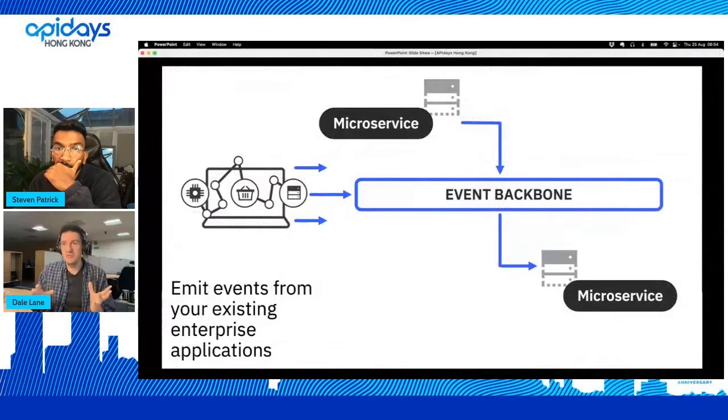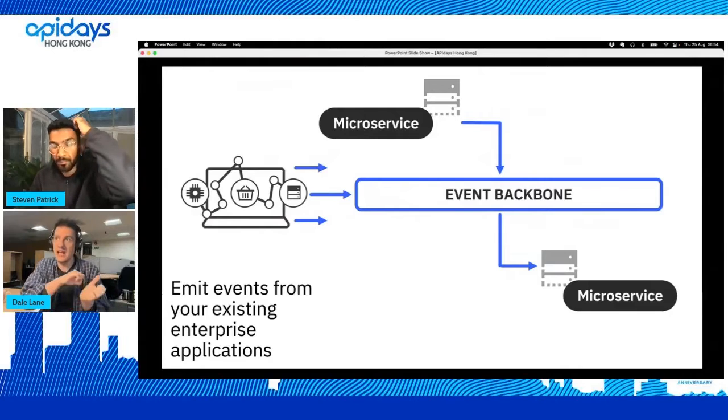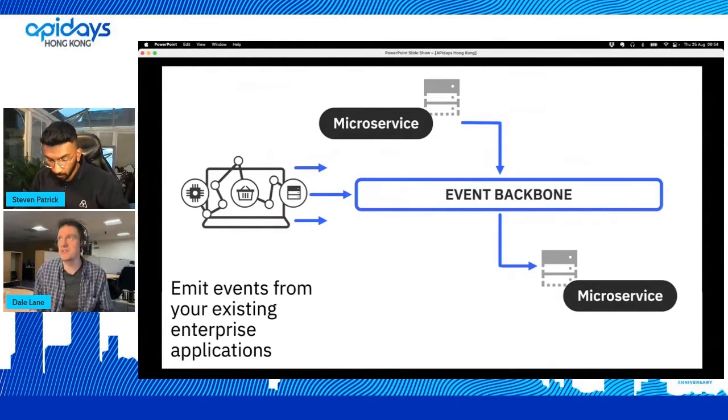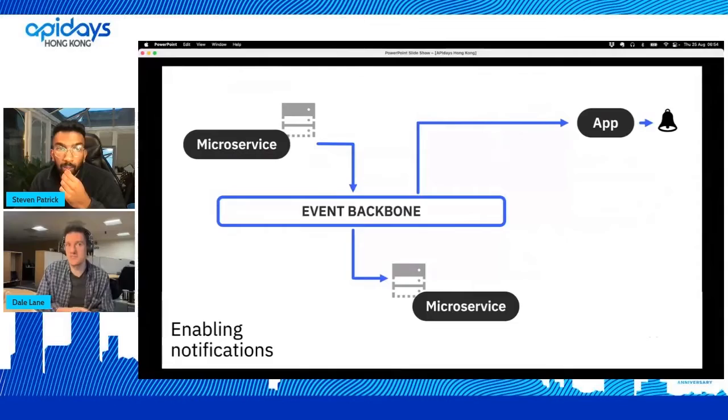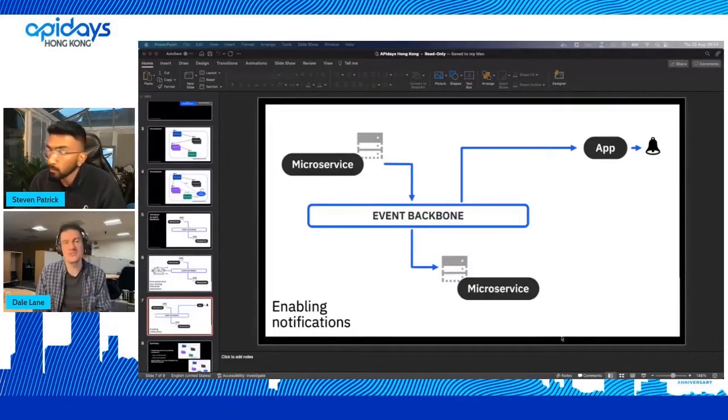So we've shown you a couple of ways that you can take your existing apps and existing systems, get events out of them, and have them contribute those events to the event backbone. Finally, if we can switch back to Stephen's screen, we'll show you an example of how you can make use of the notifications from that event backbone.